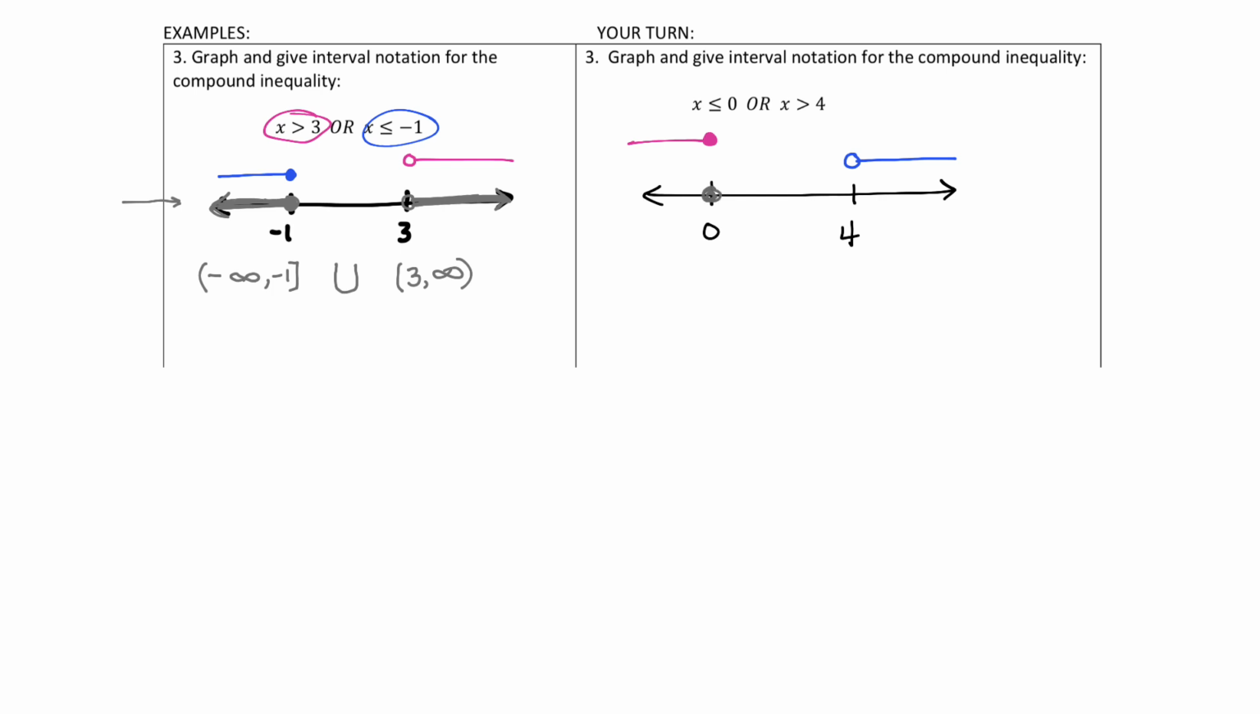So closed circle this way, open circle this way. Notice my open and closed circles are quite a bit bigger than the number lines. That's just so you can read them. Okay, so interval notation is negative infinity to 0, open at infinity, closed at 0, then your little union symbol, and open at 4 to infinity, and open at infinity. Okay, hopefully you got those. I think these are fun, so I know I'm weird.